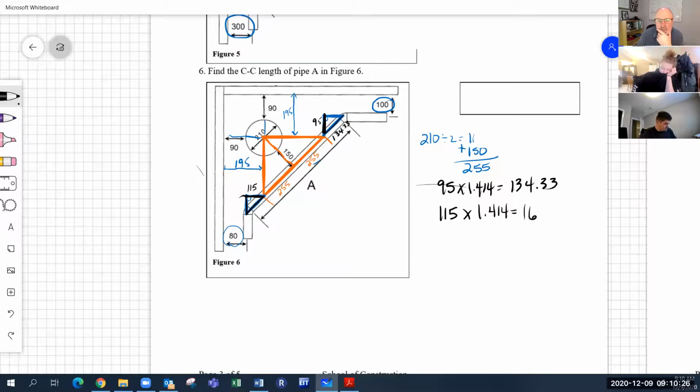And that's 162.61. So this line is 162.61. Now I add all of those together. So that's 255 plus 255 plus 134.33 plus 162.61 is type A.